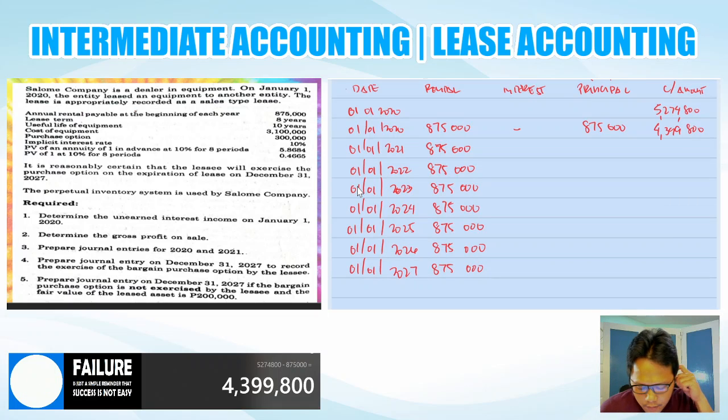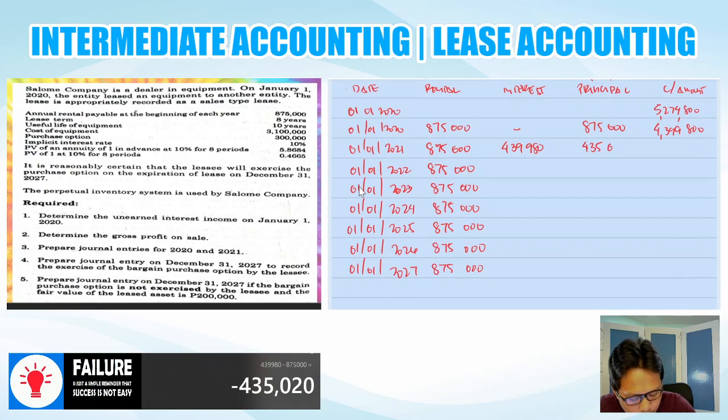Now, the interest for the first amortization schedule after the advance payment, that is 4,399,800 times 10%. So that is 439,980. So the applicable deduction to your carrying amount, that is 435,020. Your carrying amount after the payment on January 1, 2021, that is 3,964,780.